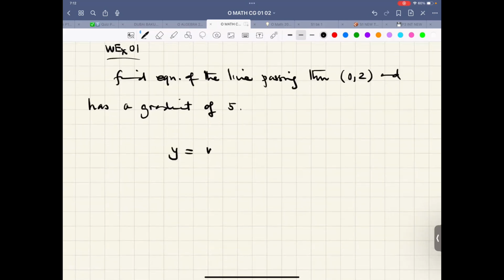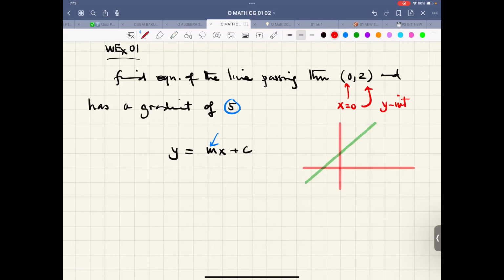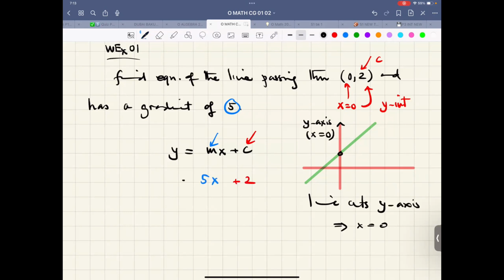So you will write y is equal to mx plus c. This thing over here, 5, that is your m. And this thing over here, when x is 0, this value over here, that's called the y-intercept. Why? Because when the line cuts the y-axis, we know that the equation of the y-axis is x is equal to 0. So the line cuts the y-axis, therefore x is equal to 0. So this is already 0, therefore this value is the y-intercept, this value is c, so the value of c is 2. So this is 2, this is mx, this is 5x, and that is the equation of the line.